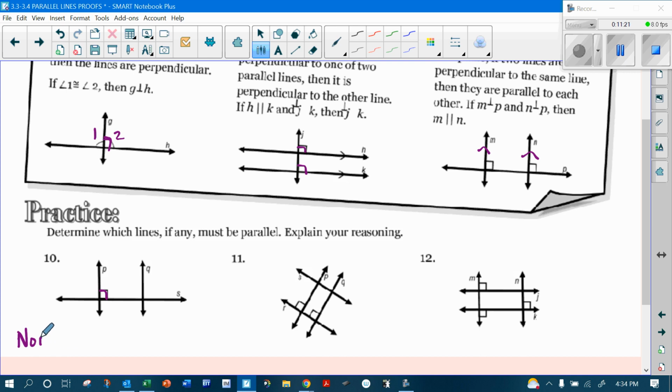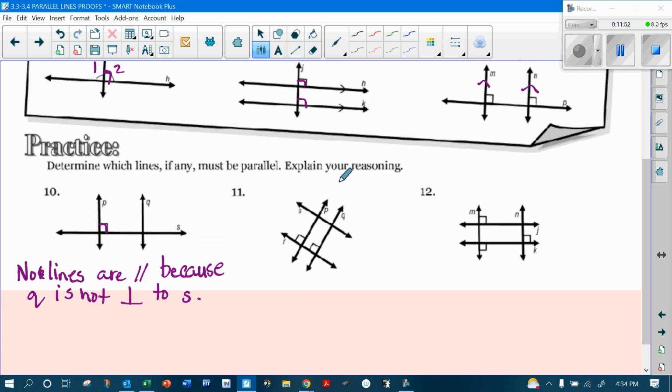So, no lines are parallel because Q is not perpendicular to S. Okay, so no lines are parallel, so nothing is parallel because it did not tell me these two were perpendicular. You can't assume it if they don't tell you. All right, number 11.